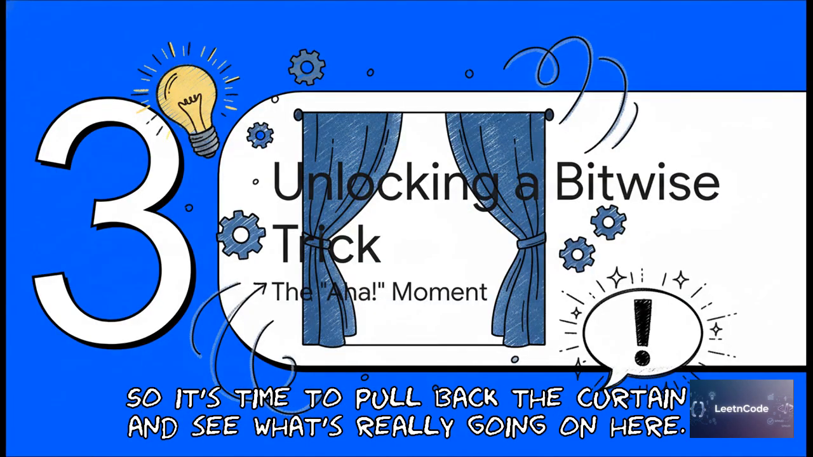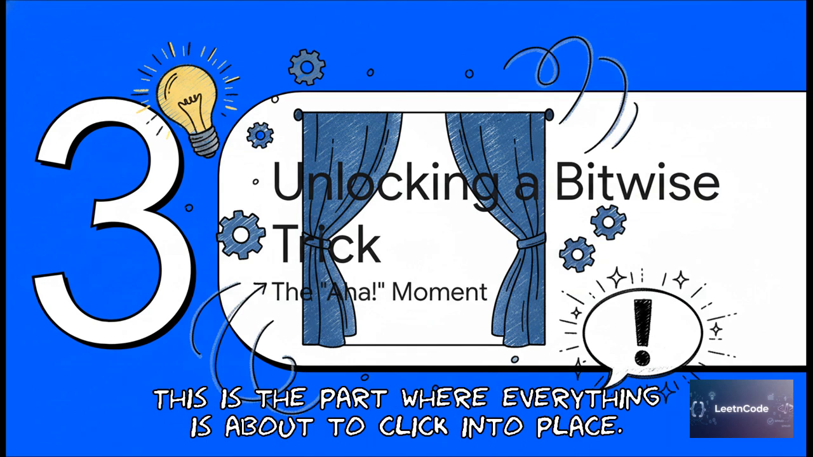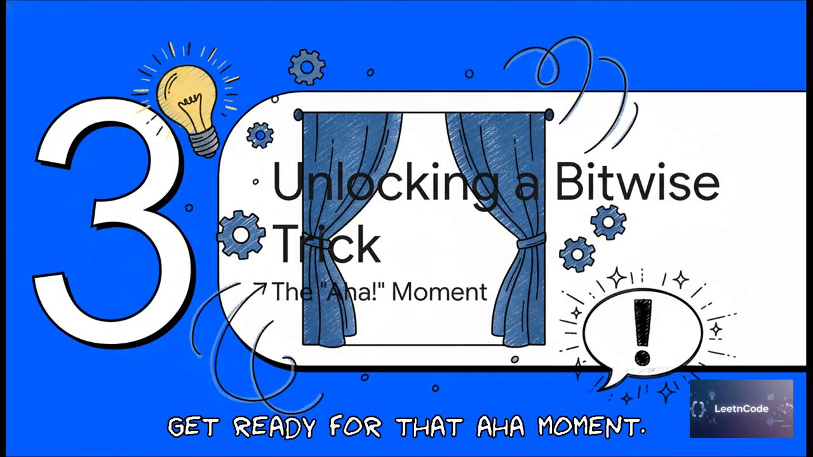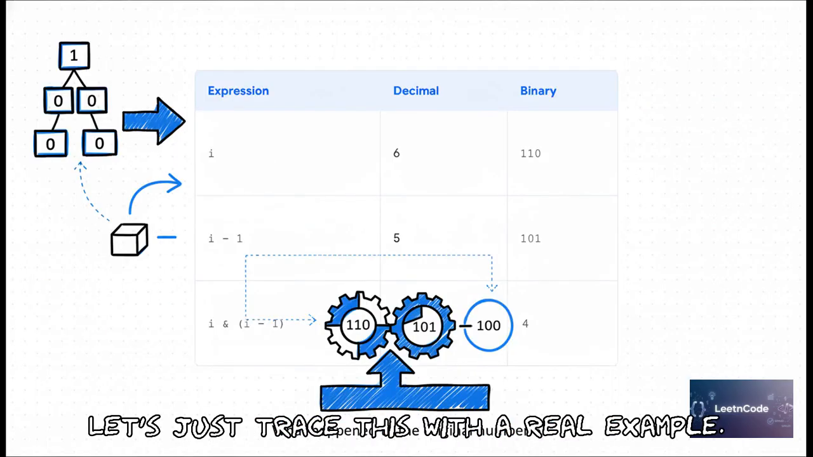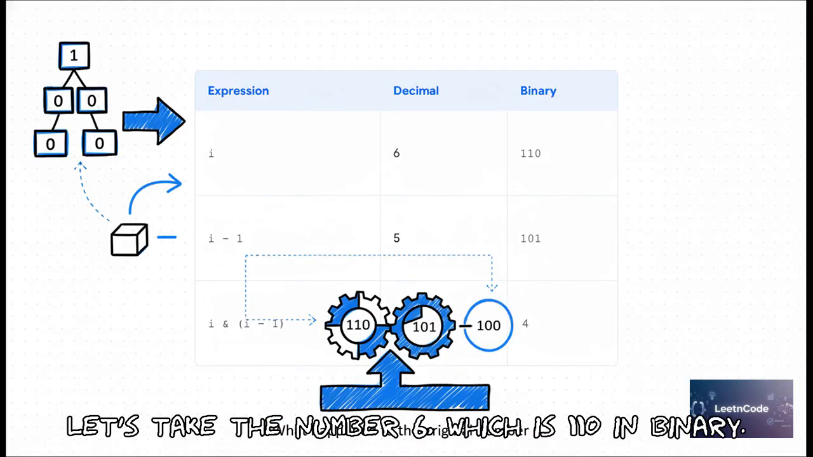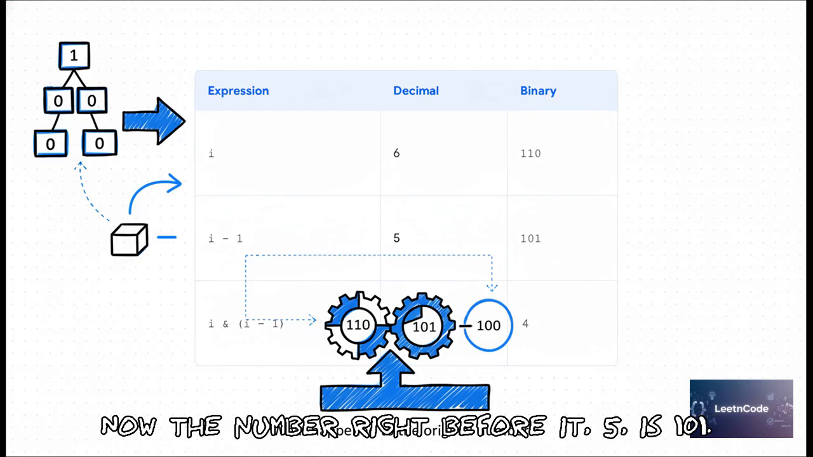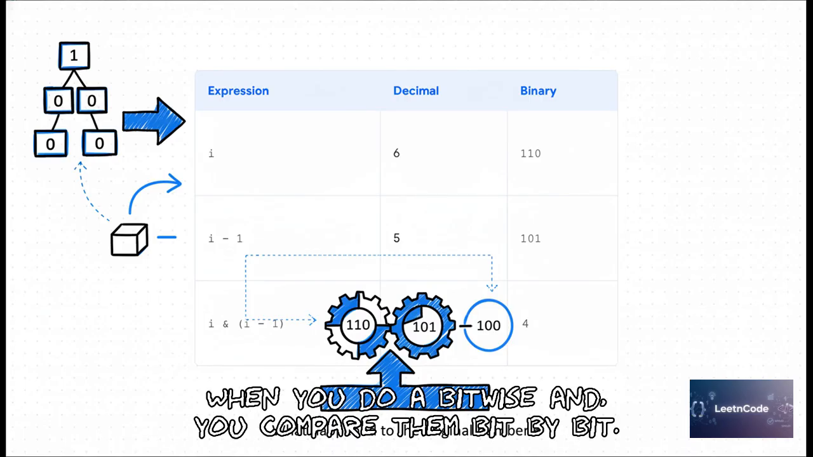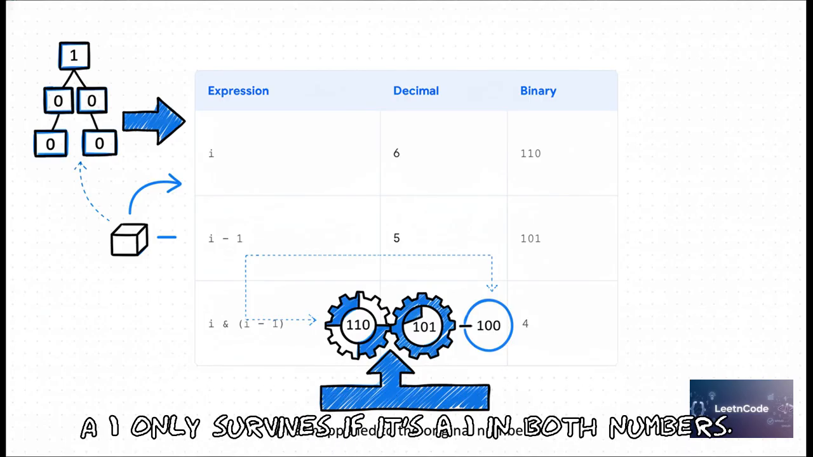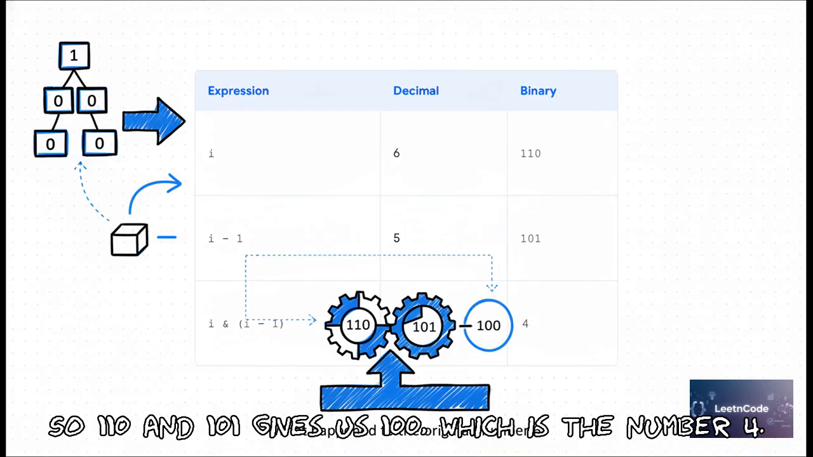So it's time to pull back the curtain and see what's really going on here. This is the part where everything is about to click into place. Get ready for that aha moment. Let's just trace this with a real example. Let's take the number 6, which is 110 in binary. Now the number right before it, 5, is 101. When you do a bitwise AND, you compare them bit by bit. A 1 only survives if it's a 1 in both numbers. So 110 AND 101 gives us 100, which is the number 4.